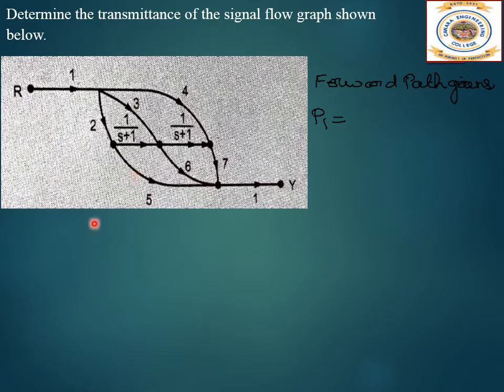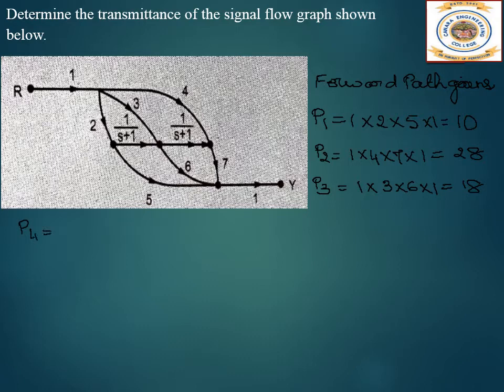So now let us list out all these 6 forward paths. Once I write, you can trace the path again. P1 is 1 into 2 into 5 into 1, which is equal to 10. P2 is 1 into 4 into 7 into 1, which is equal to 28. P3 is 1 into 3 into 6 into 1, which is equal to 18.